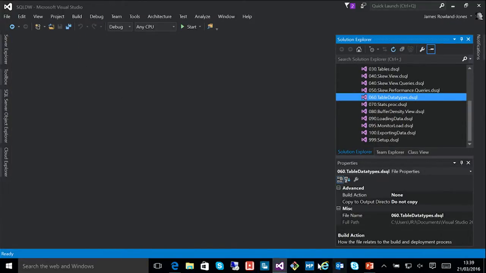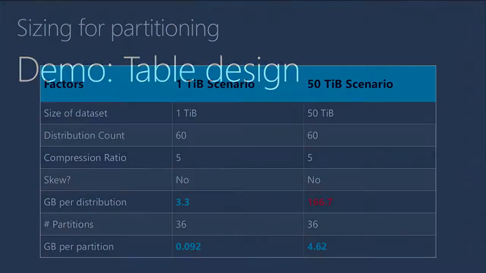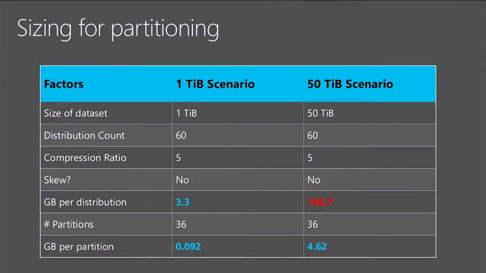Now, just returning back to the slides. So now we've finished with the demo for the table design. Let's now also consider one other key factor when we're thinking about tables. That is partitioning. And one of the things we need to think about with partitioning is that a distributed system is actually multiple storage locations. And that affects how we think about our partitioning of the data.